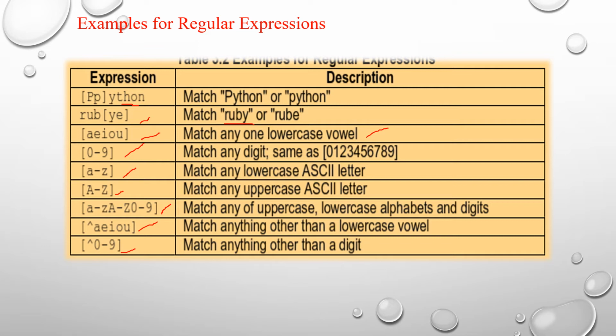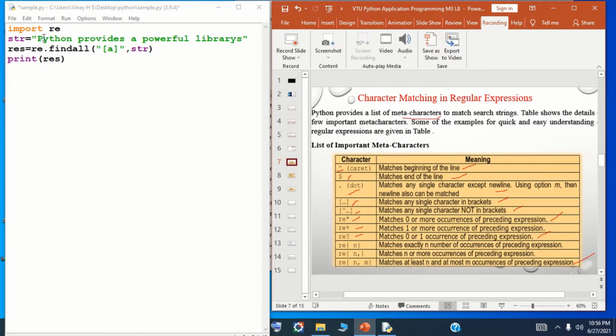Let's try some of the metacharacters and expressions in the Python interpreter. Here I am importing the regular expression module re. This is my string, which I stored into str: Python provides a powerful library. Here I am using the findall function. Within the parentheses I am going to pass the pattern a, comma, string. After that I am going to print the res.